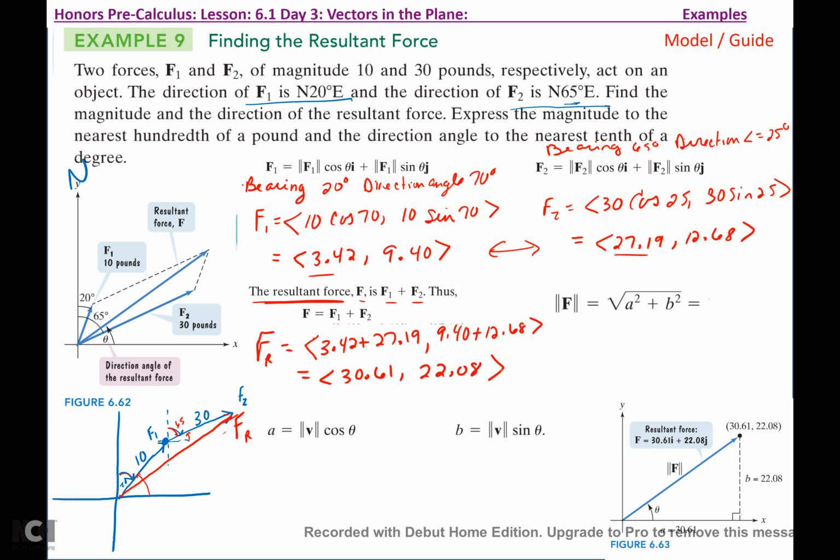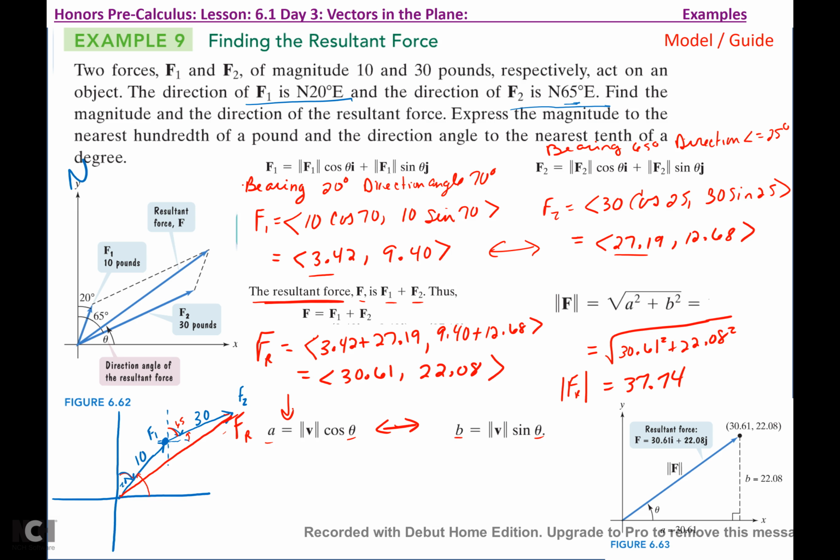And what I need to do with the resultant force is find its magnitude. So I'm going to do the square root of 30.61 squared plus 22.08 squared, which gives me 37.74. So there's my magnitude of the resultant force. Because now, to get our direction, we have to solve one of these two equations, okay? You can either use the A coordinate and find theta that way, or you can use the B coordinate and find theta that way. You do not have to do both. I mean, I can show you both, you get the same answer, but you only have to do one.